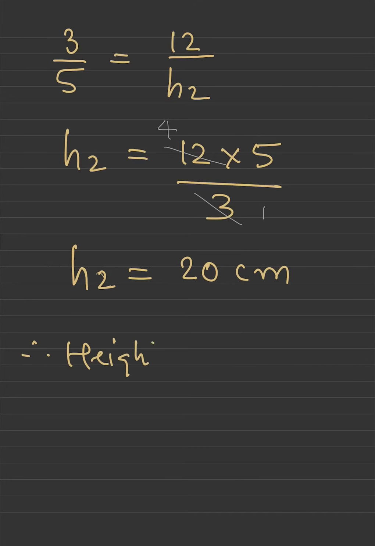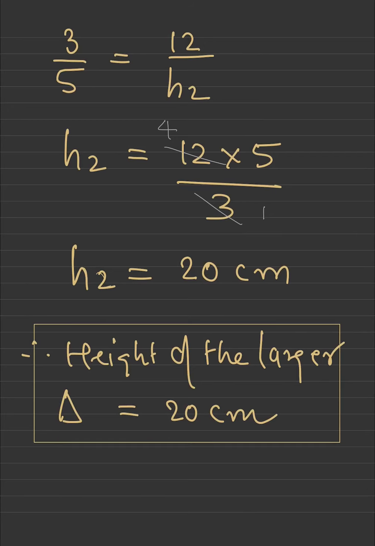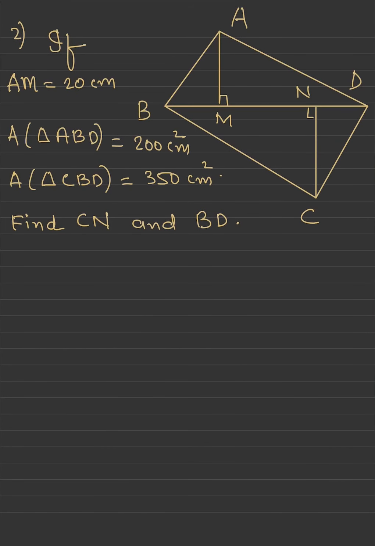Therefore, the height of the larger triangle is equal to 20 centimeters. Your final answer should be in words as per the question. So height of the larger triangle is equal to 20 centimeters. Clear to all? Let's go to the next question. They have given a quadrilateral in which you have two triangles.